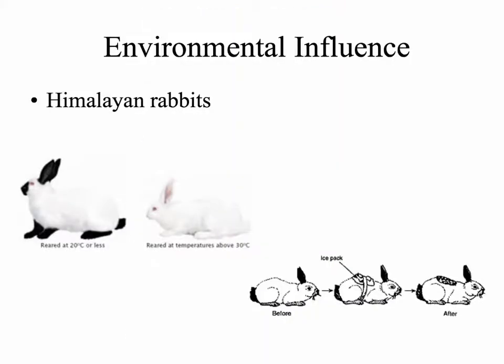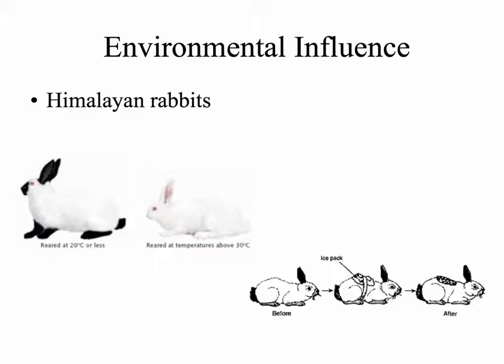There have been experiments done with Himalayan rabbits where we can see that if you put an ice pack on the back of these bunnies, the cold will actually turn on the gene for melanin and produce a dark spot on the back of the rabbit. The same thing happens out in nature, again with their extremities. Here's an extreme case up here with the nose, ears, legs, and tail all turning black because of the cooler temperatures, in this case 20 degrees Celsius or less. If the rabbit is reared in warmer temperatures, so above 30 degrees, we see that it will be a solid white rabbit.